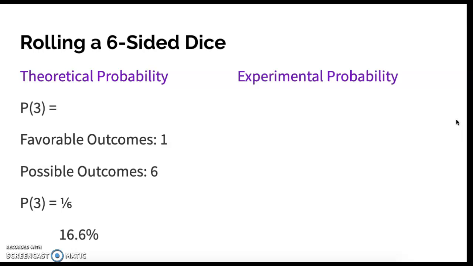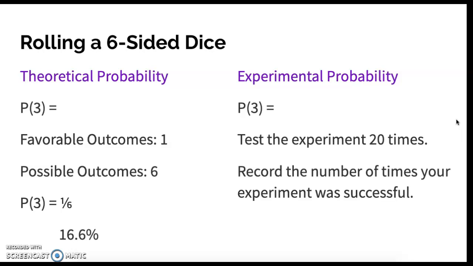Now we're going to try the experiment. Again, we still want to know what's the probability of rolling a 3, but you are going to roll your dice 20 times and record how many times it was successful. So again, put that T-chart down. How many times did you get a 3 versus how many times did you not get a 3? And then write your probability. So again, go ahead and pause.